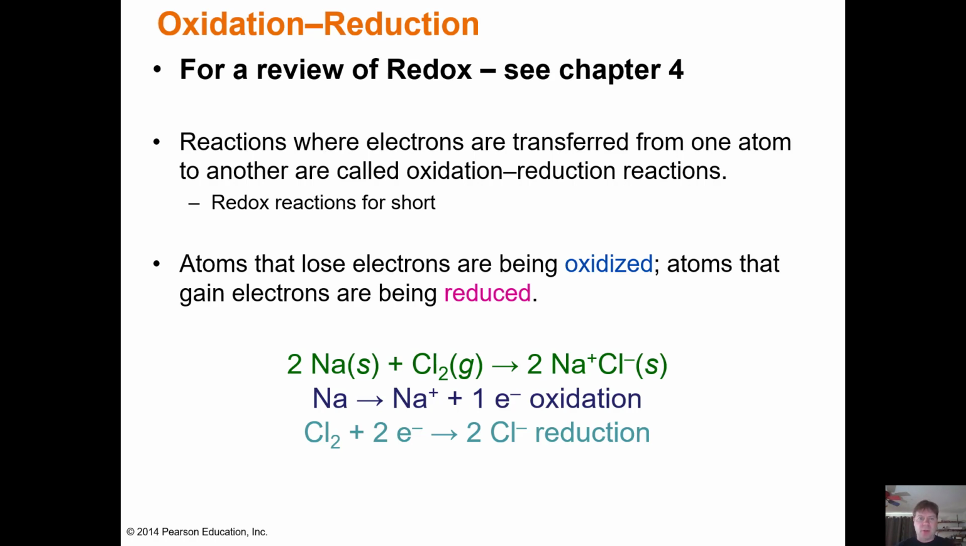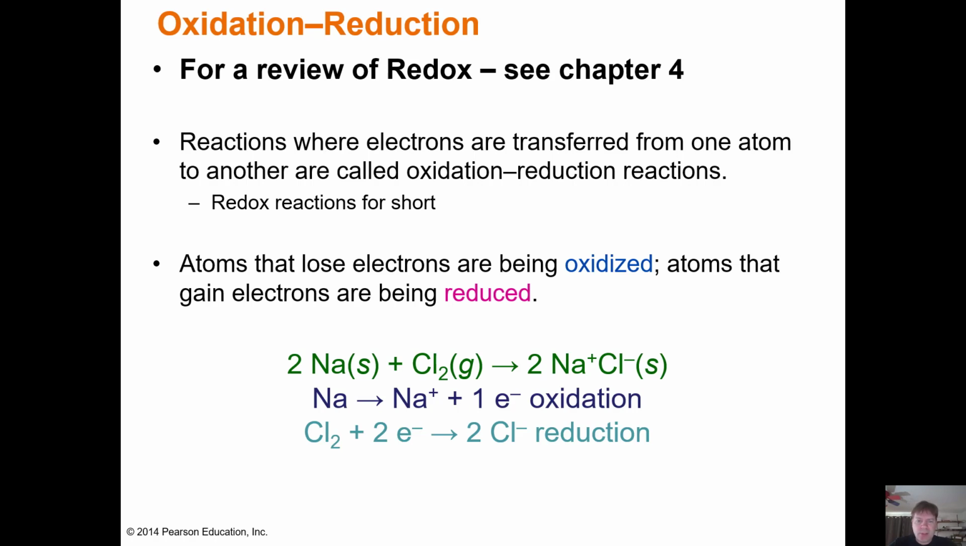There are a couple of mnemonic devices that can help with this. One is the phrase OIL RIG. So oxidation involves losing electrons. Reduction involves gaining electrons. So that's one. The other one is Leo the lion says GER. So LEO, lose electrons oxidized, GER, gain electrons reduced. So those are kind of silly, but if you need something silly to help remember chemistry, that's fine.